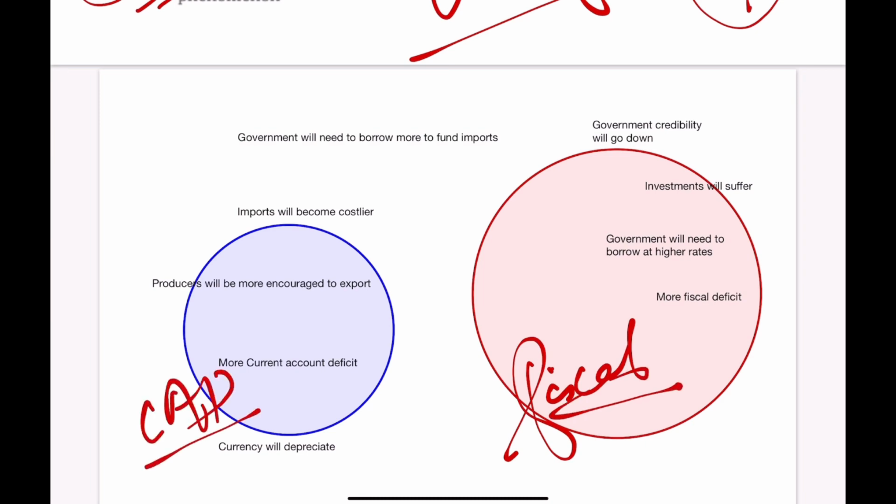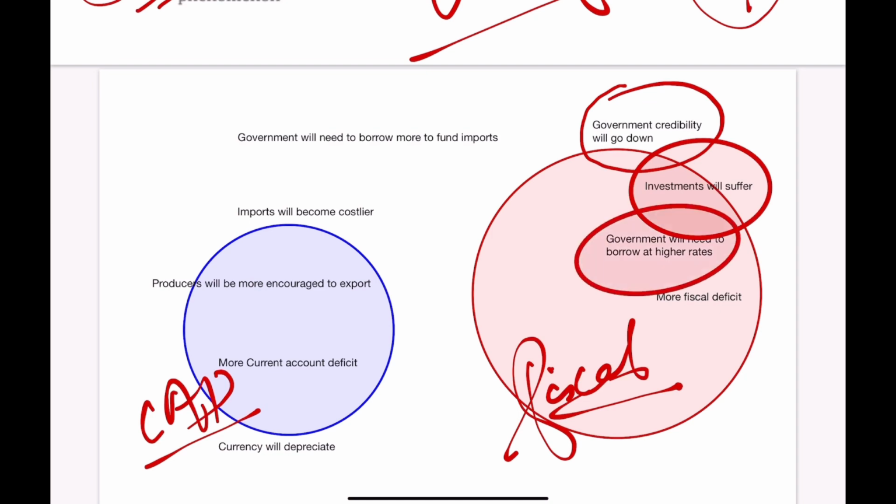Now, how are they linked? If the fiscal deficit is high, the government credibility will go down. And if the government credibility goes down, then obviously the investment will suffer. When the investment suffers, the government needs to borrow at a higher rate of interest. And when the government is borrowing at a higher rate of interest, obviously the fiscal deficit will be higher, sorry. Now, when there is a higher fiscal deficit, automatically the borrowings will increase, and borrowings from international markets will also increase.